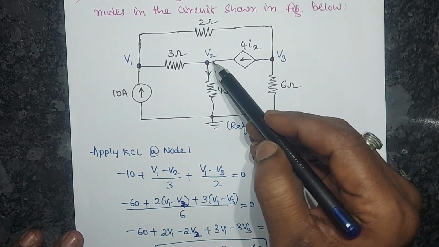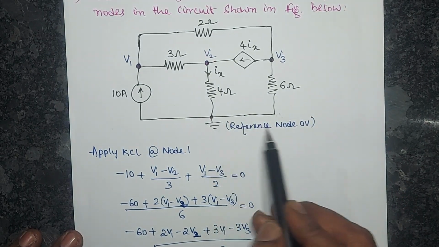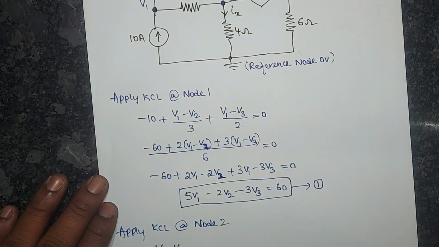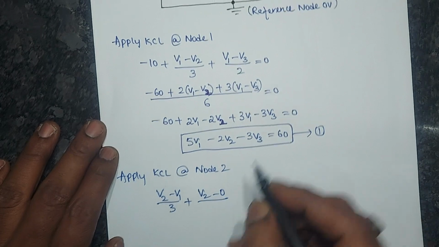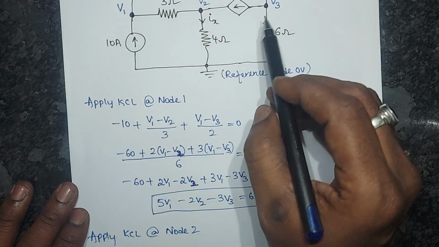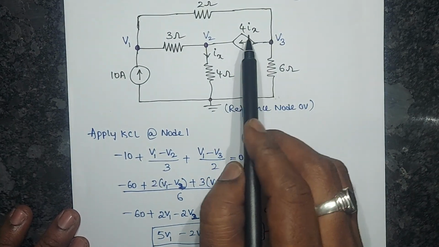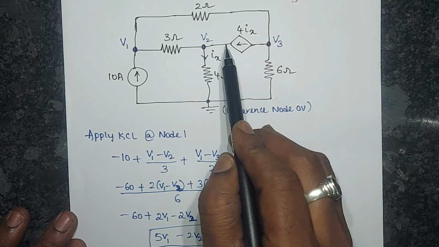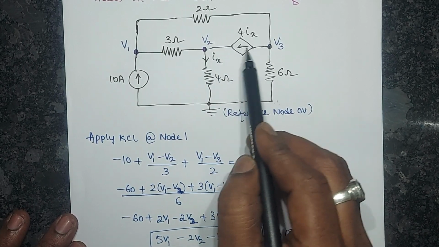Next, the 4 ohm is connected between V2 and the reference node. The reference node is at 0 potential, so what is the potential difference? V2 minus 0 divided by 4. Next, coming to this, here is a dependent source. No issues, proceed with the same current direction. Here this is the current direction, it is entering the node, so what are we going to assign? Negative polarity.